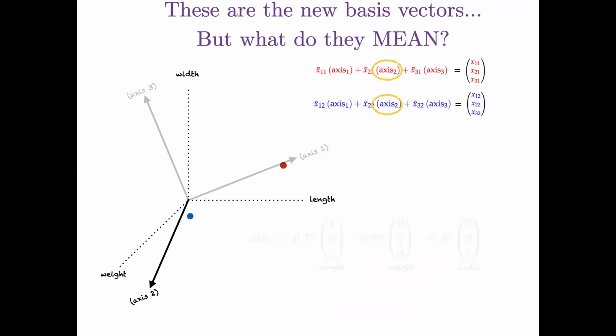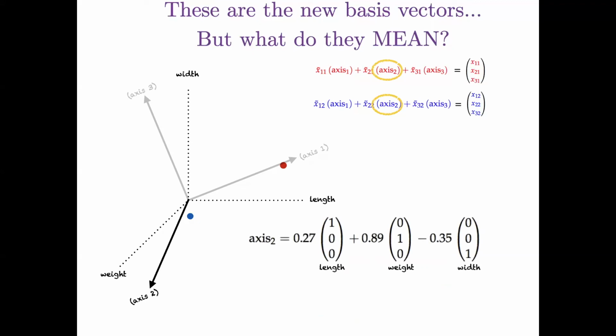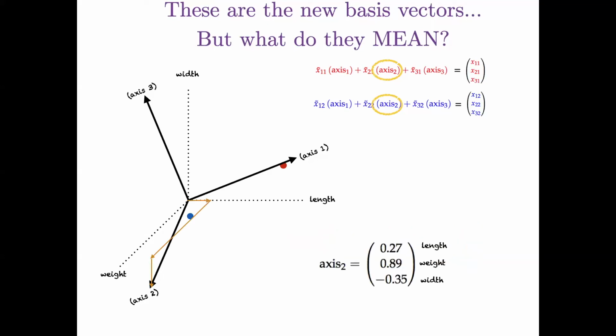The next is axis 2. So axis 2 is 0.27 times length plus 0.89 times weight. So a very small amount, and then a large amount for weight, and a relatively small amount for width. And so you might say that axis 2 predominantly represents weight. Sure, length and width are contributions to this axis, but weight is really what's driving this axis, or weight is the thing that's most related to this axis.